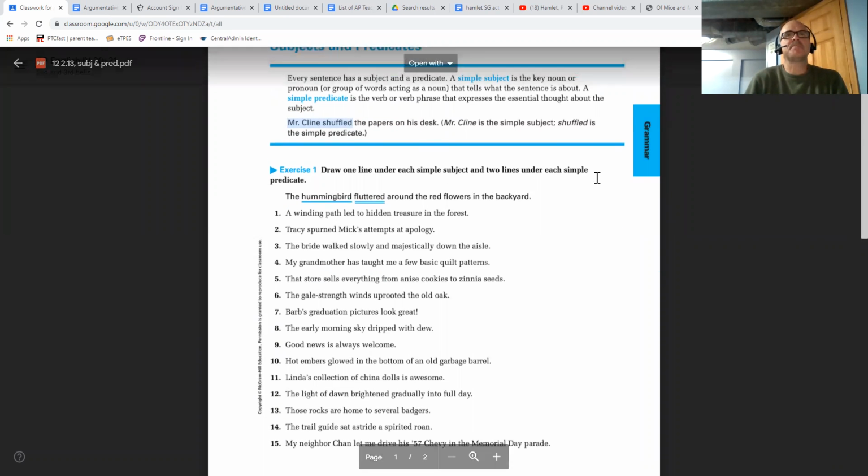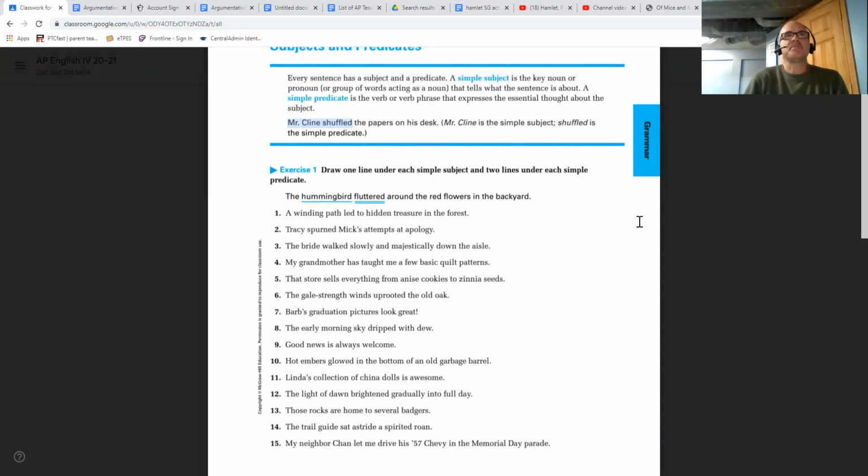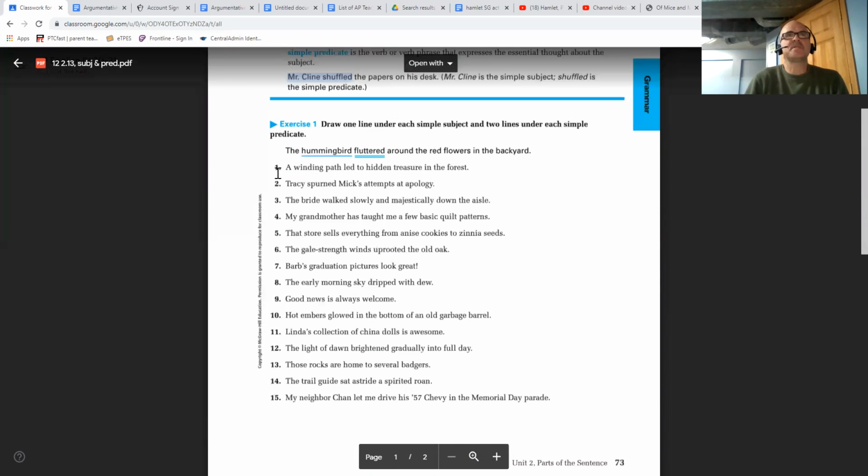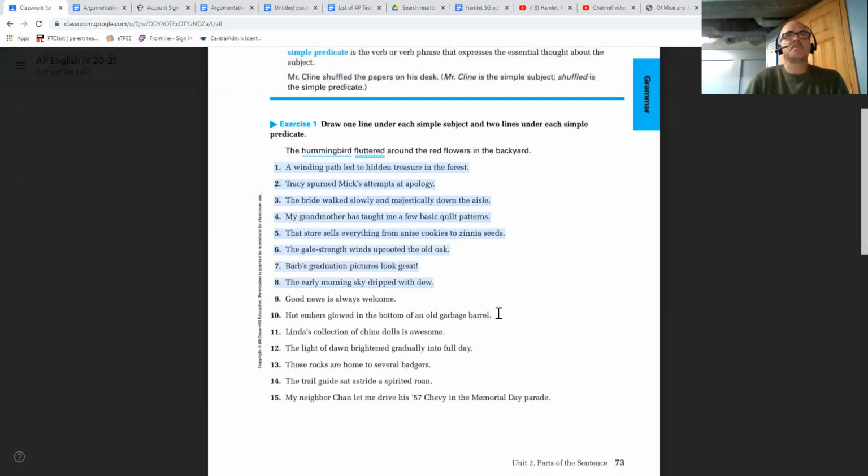Draw one line under the simple subject, 2 lines under your simple predicate, and there are 15 of those, so 10 will be sufficient. Okay, so exercise 1, numbers 1 through 10, please. Example right there.